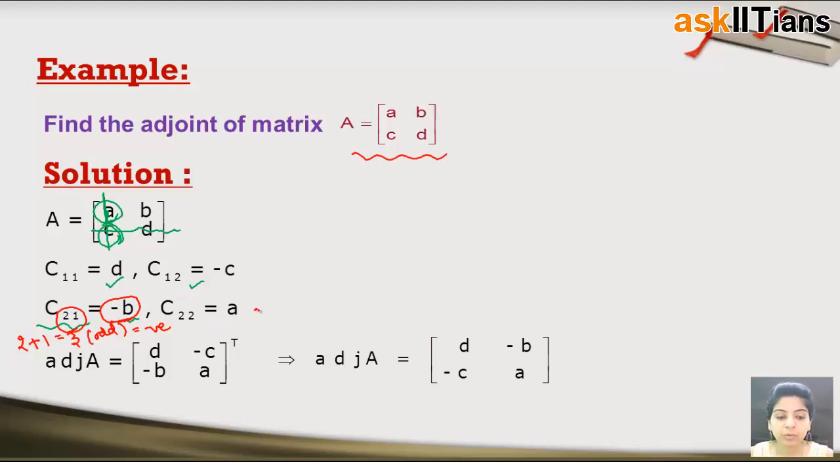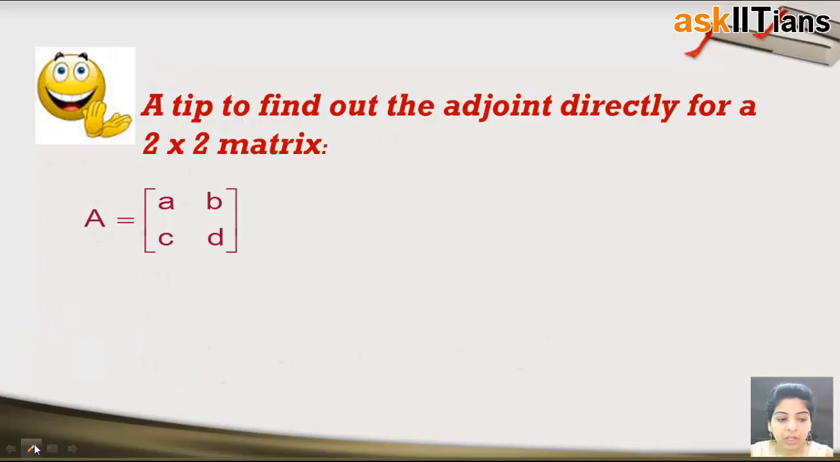So similarly you can compute C22, that comes out to be A. So what is the adjoint we get? C11, we write down like this, D, minus B, minus C, A, and then you find out the transpose of this matrix of cofactors. So we have adjoint A as D, minus B, minus C and A. So this was quite simple.